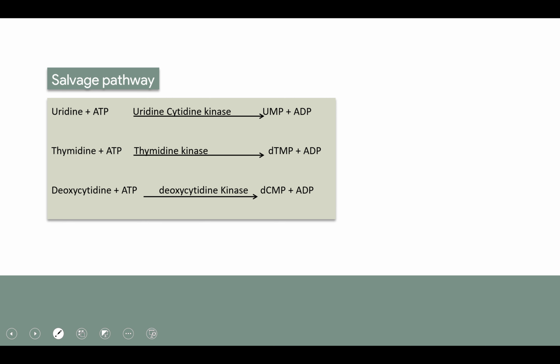Now we'll talk about the pyrimidine salvage pathway, in which uridine and ATP combine in the presence of uridine cytidine kinase enzyme to form UMP and ADP. Thymidine plus ATP in the presence of enzyme thymidine kinase forms deoxy-TMP plus ADP. Deoxycytidine plus ATP in the presence of deoxycytidine kinase leads to formation of dCMP and ADP. This is the salvage pathway of pyrimidine.